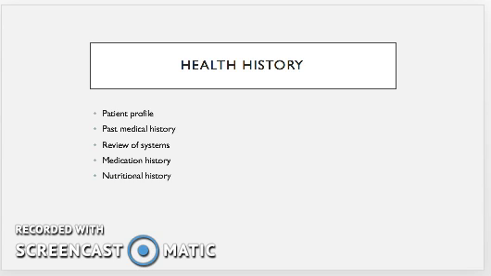Medication history. Now, is this only going to include our prescription medicines? Of course not. We also need to consider our over-the-counter medicines and supplements, and we're going to be talking in just a few minutes more about medication use. But to get a good, thorough medication history, and then a nutritional history as well is going to be important.